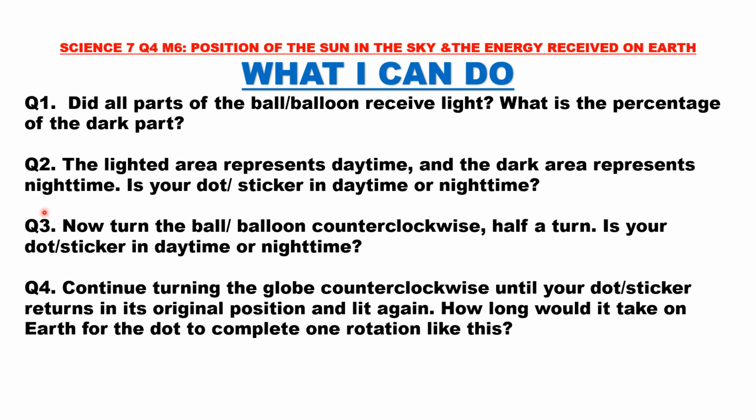Q3. Now, turn the ball or balloon counterclockwise half a turn. Is your dot or sticker in daytime or nighttime? Q4. Continue turning the globe counterclockwise until your dot or sticker returns to its original position and is lit again. How long would it take on Earth for the dot to complete one rotation like this?